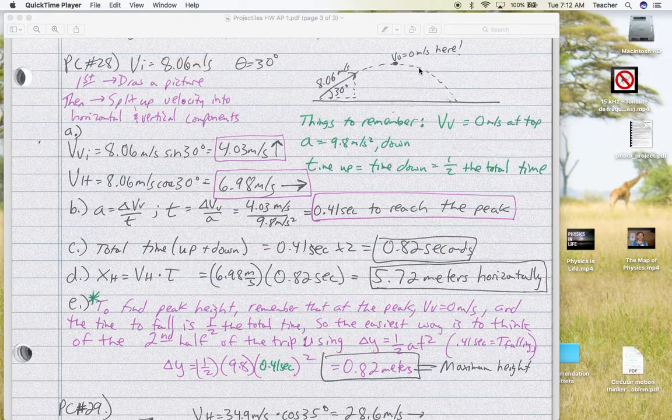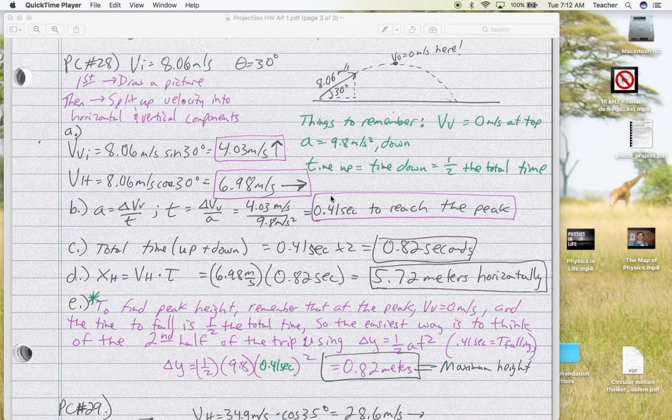So just like the one I went over in class on January 14th, the first thing I do is draw a picture, and then I split things up into the vertical and horizontal components. So vertically, this is moving upward, and it's moving to the right. The speed's upward of 4 meters per second, over to the right at about 7 meters per second.